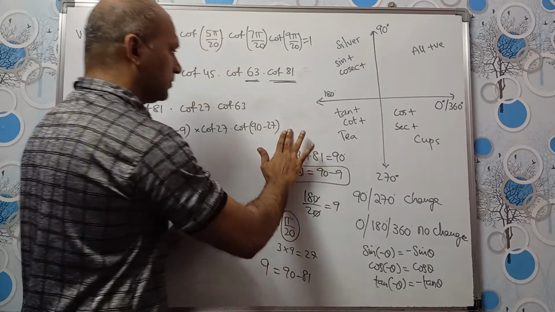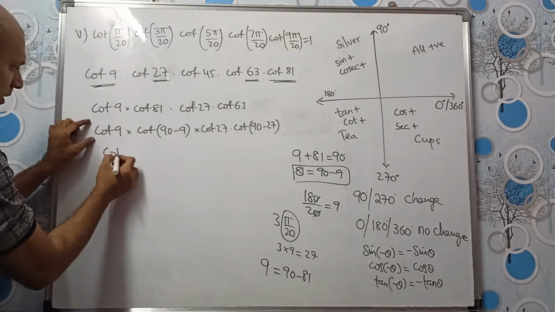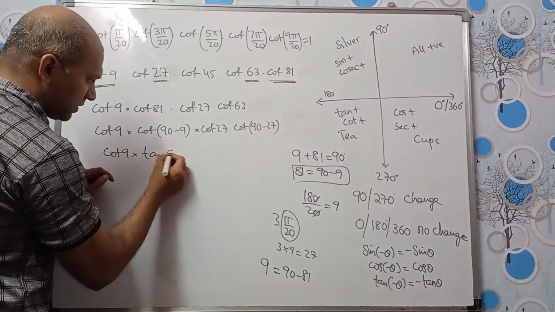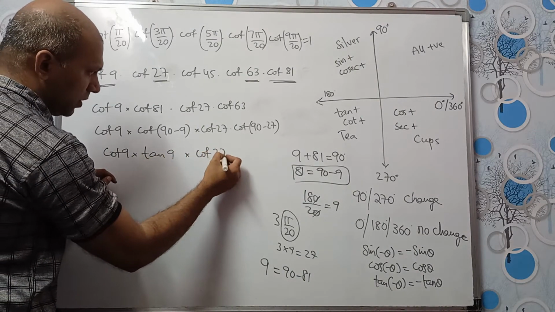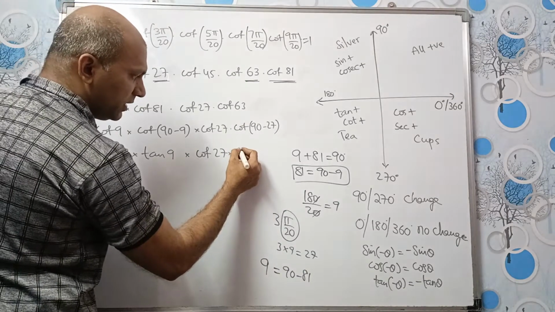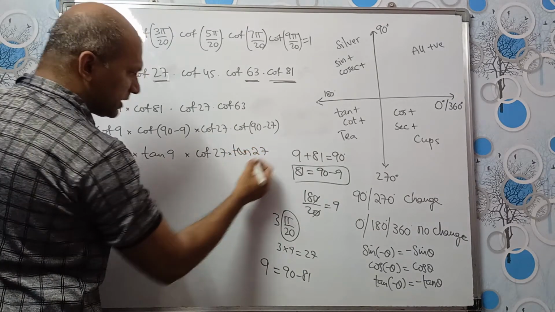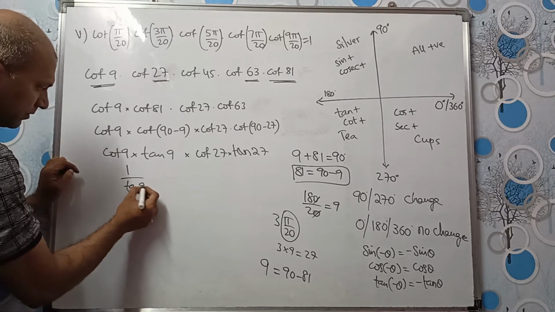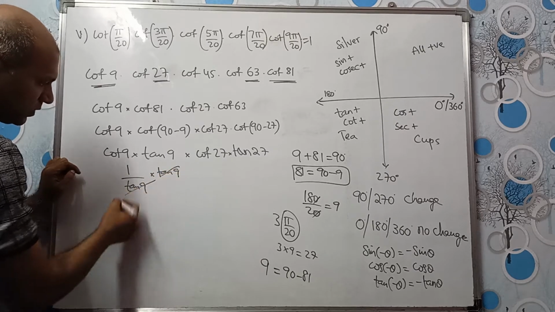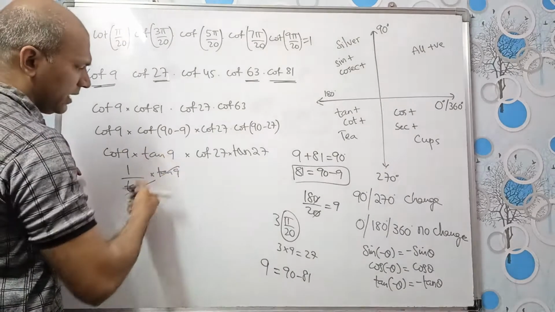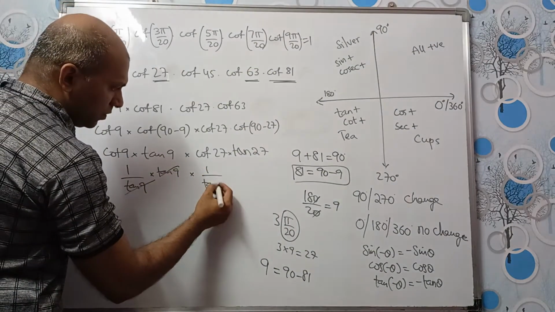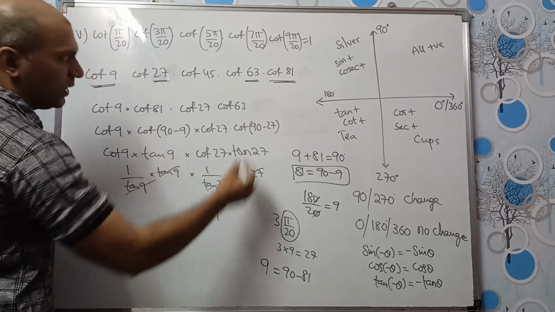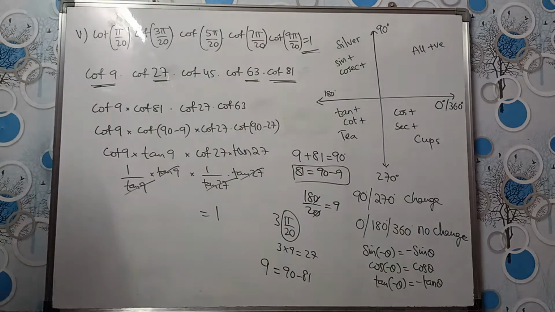Let me rub this part. See, this is cot 9. Cot 90 minus theta is tan theta. So this will be tan 9 multiplied by cot 27. Cot 90 minus theta will be tan, so this will be tan 27. These two are reciprocal functions, right? So cot we can write as 1 by tan, multiplied by tan. So this will get cancelled, right? It will be equal to 1. So cot 27 is 1 by tan 27, right? So this is 1 into 1 is 1. So we got 1.